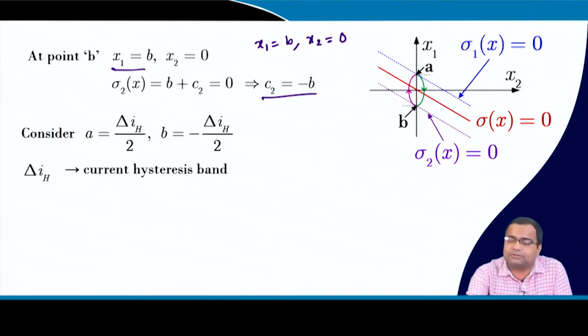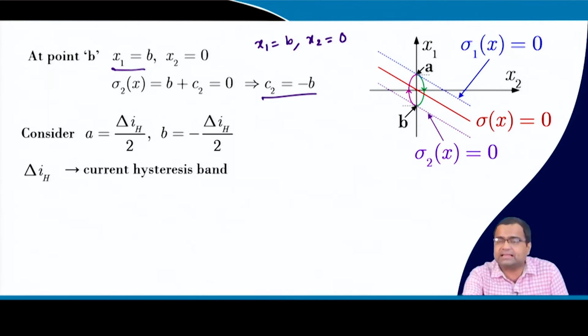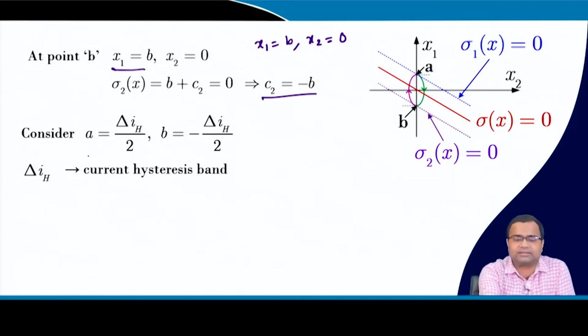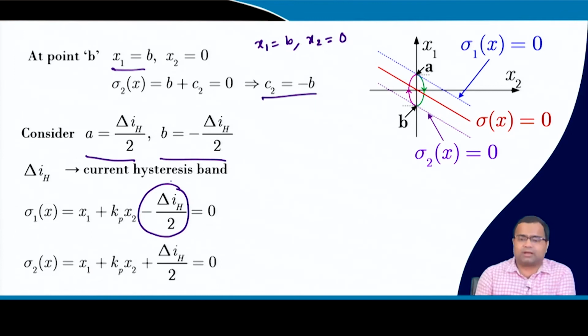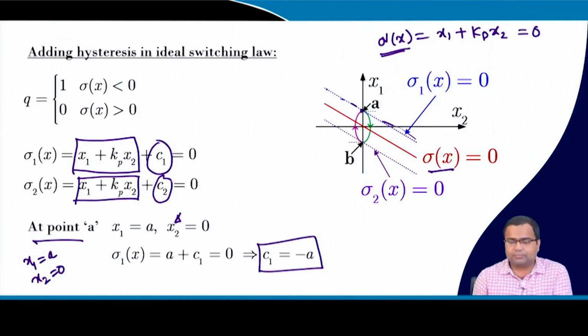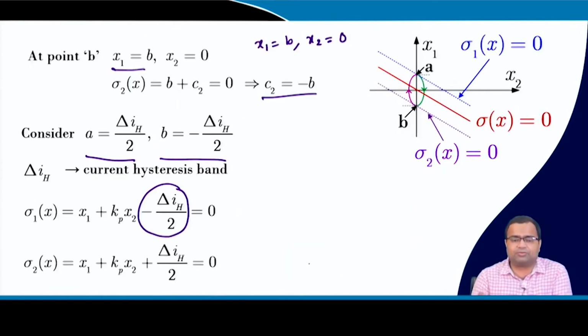Now, suppose the x1 axis is my current axis, so I want to introduce a current hysteresis. The upper limit is delta IH by 2 and the lower limit is minus delta IH by 2. So, that is why I substitute A equal to this and B equal to this, and then put it into our earlier form, because you saw what we are getting is C1 equal to minus A, and we substituted A equal to this. That means we have to first write down what was our sigma 1x.